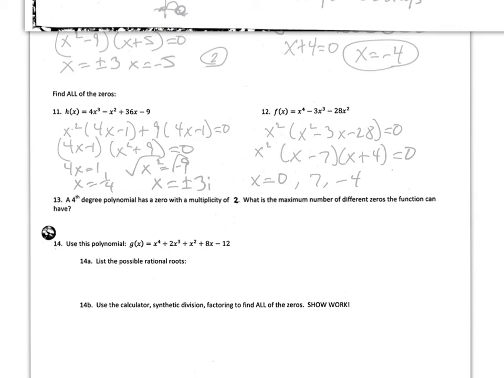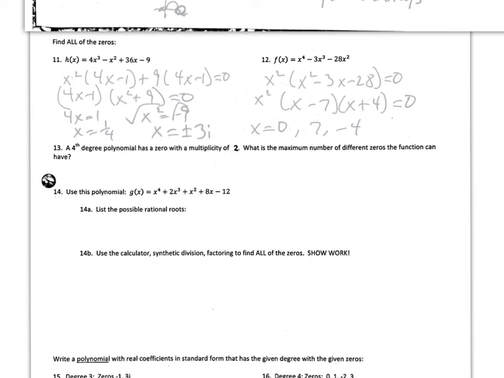Here's another question kind of about the same deal. Now, this was a typo. Apologize for that. This said multiplicity of 12. Doesn't make a lot of sense. So we have a 4th degree polynomial that has 1 zero with a multiplicity of 2. So much like number 12, right? Just kind of like number 12. 4th degree, multiplicity of 2. What is the maximum number of different zeros? Well, number 12 is a really good example. The maximum would be 3 different zeros because one of them is used twice.